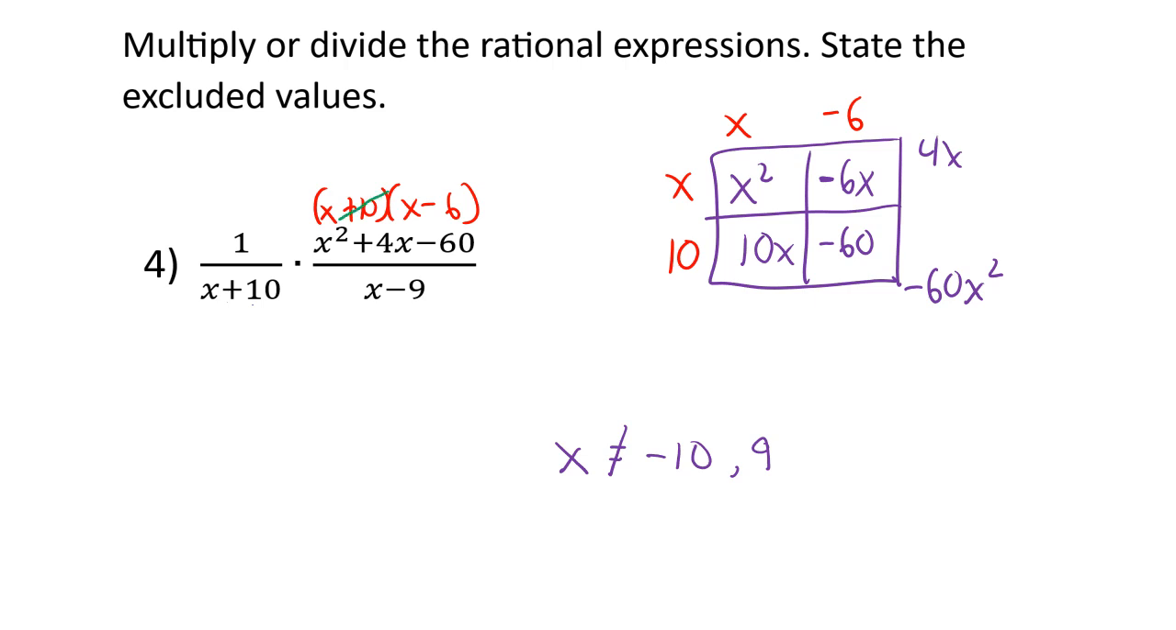Once I've stated the excluded values, I can go ahead and start simplifying. I have an x plus 10 in the numerator and an x plus 10 in the denominator, so they're going to cancel. Nothing else cancels out. 1 times x minus 6 just gives us x minus 6 in the numerator, and then we have x minus 9 in the denominator. And you're done.